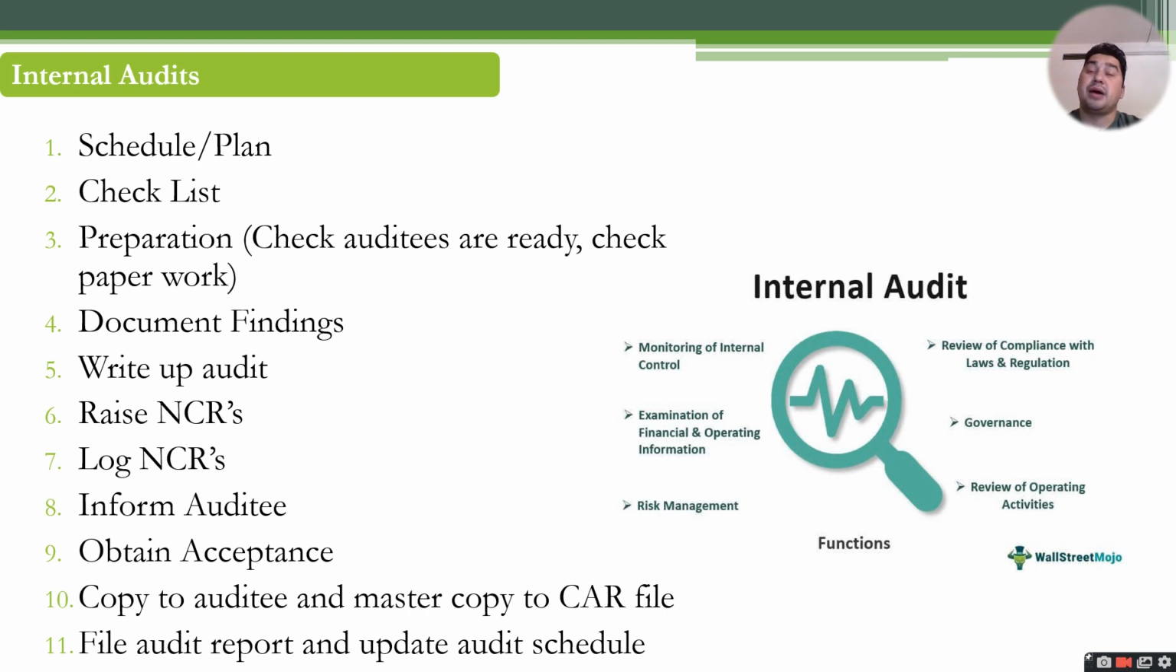Preparation: check auditees are ready, check paperwork, document findings, write up the audit, raise an NCR. You have to log the NCR, inform the auditee, obtain acceptance, copy the auditee and put the master copy in the corrective action record file, file the audit report and update audit schedules. So this is the full process of how you will conduct an internal audit.